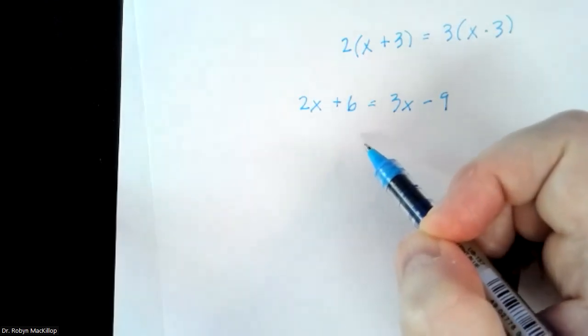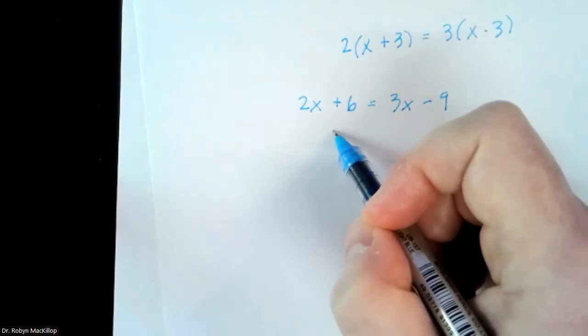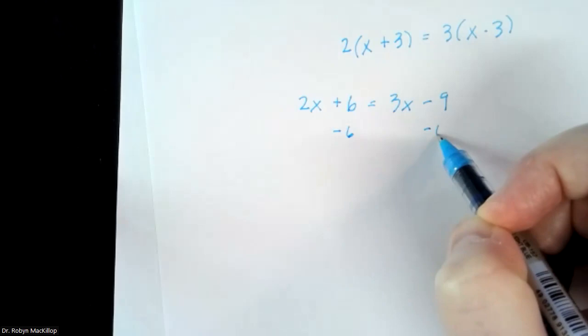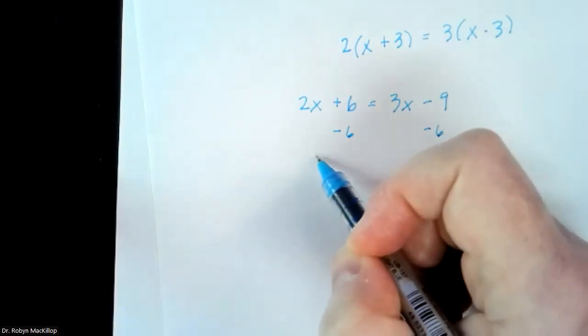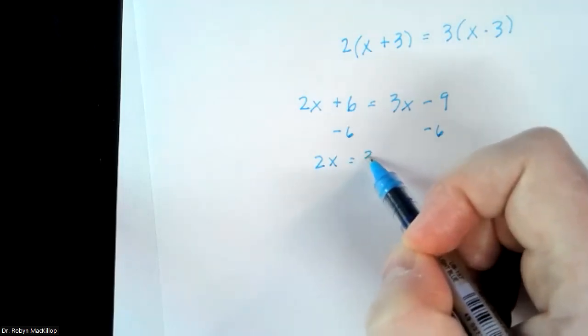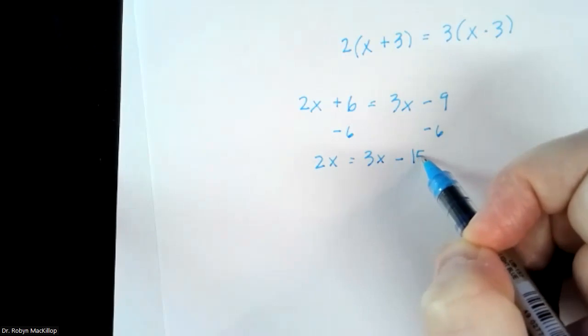And then last time we got rid of the 6. So let's do that again. Let's get rid of 6. Make sure you take it away from both sides. That leaves you with 2X on this side equals 3X minus 15.